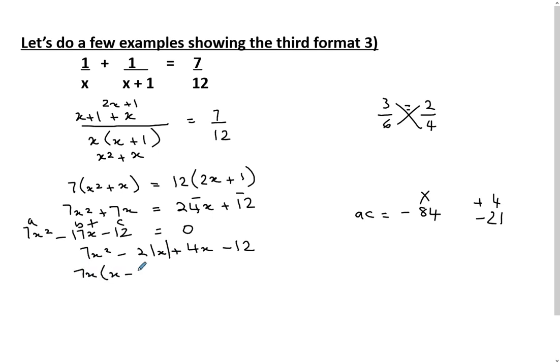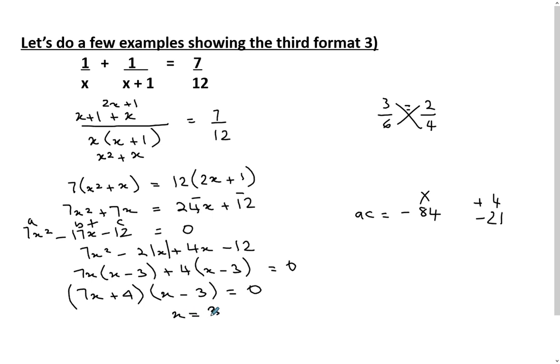Split and factorize: 7x(x minus 3) plus 4 times (x minus 3) equals 0. So I've got (7x plus 4)(x minus 3) equals 0. That one's easy. You've got x equals 3, and if you solve it the way I've actually taught you, you'll get x equals minus 4/7. Okay, so that was okay too. So can you see, you get ugly and you just make it pretty and manageable.